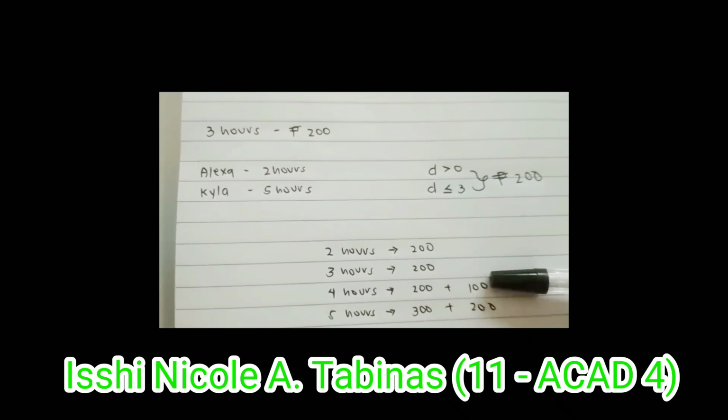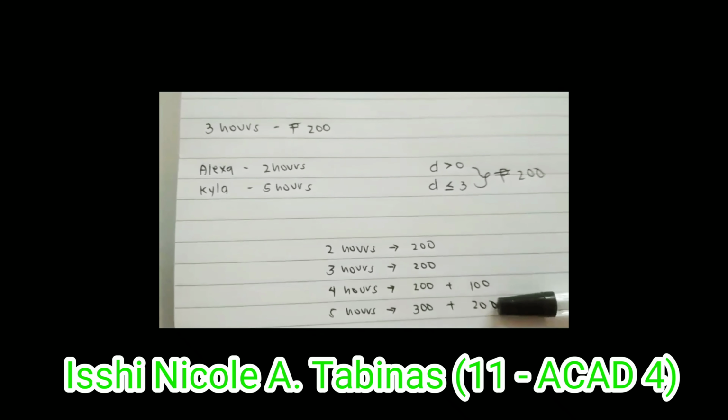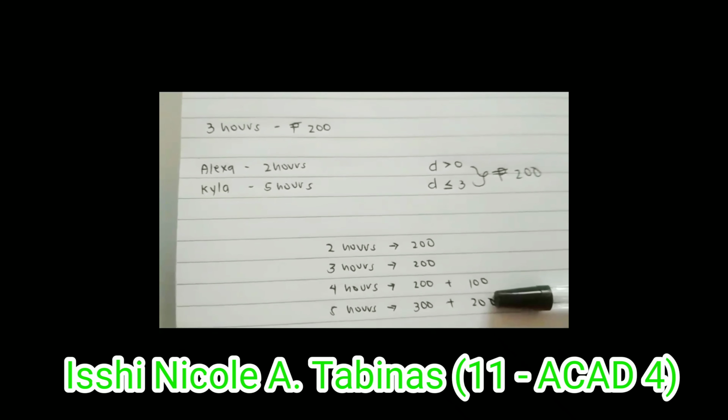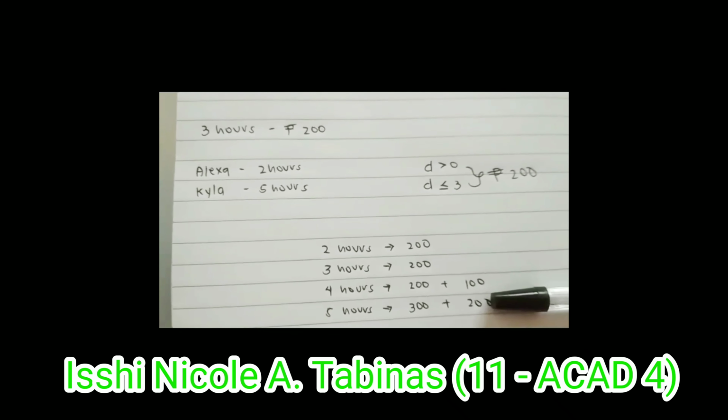So when you exceed to 4 hours, you will add 100 because the 3 hours is fixed and the exceeding hour is 1. And also for 5 hours, you will add 200 because the 3 hours is fixed and the exceeding hours are 2.